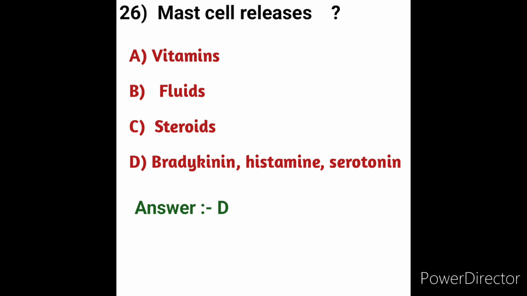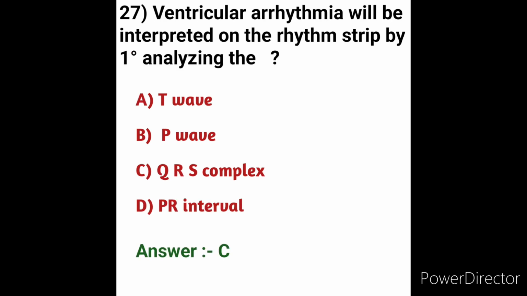Next we will move on to question number 27. Ventricular arrhythmia will be interpreted on the rhythm strip by primarily analyzing the ventricular arrhythmia on the monitor. How will we identify the rhythm? We have to identify from the options. Option A T wave, option B P wave, option C QRS complex, option D PR interval.